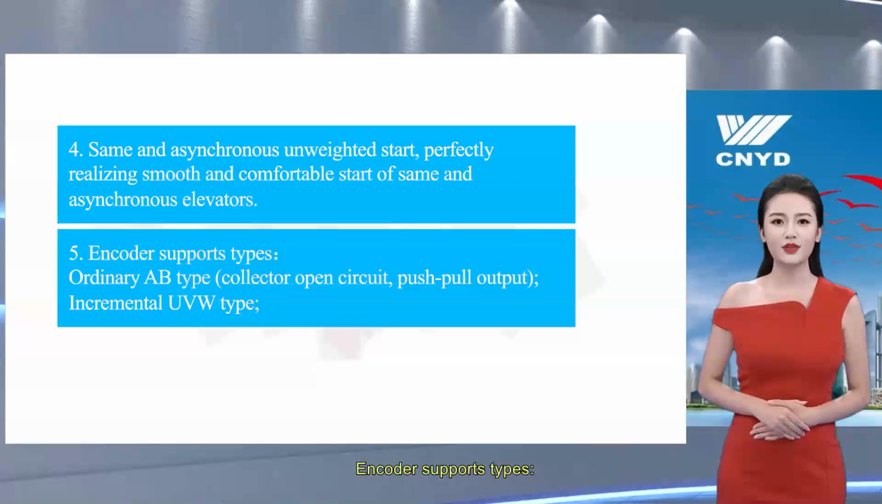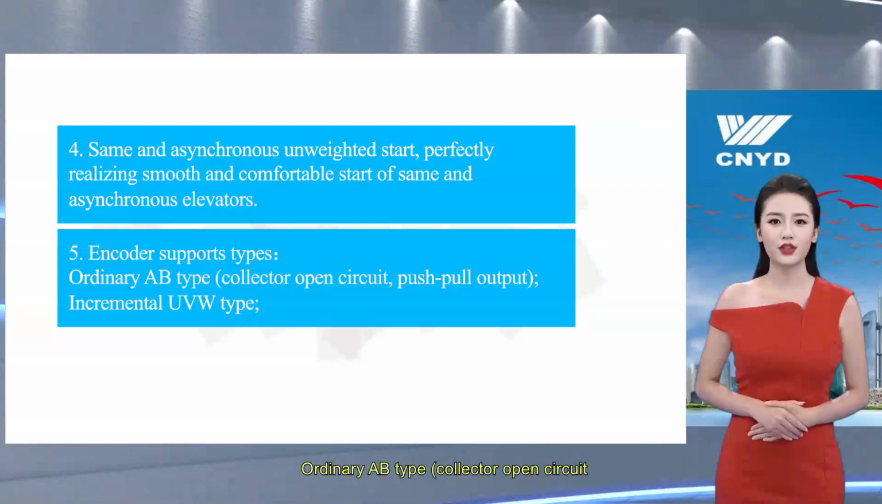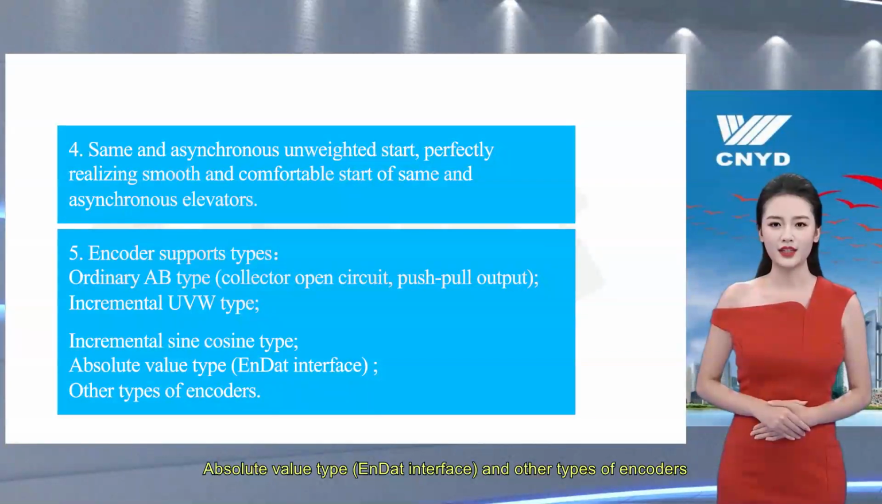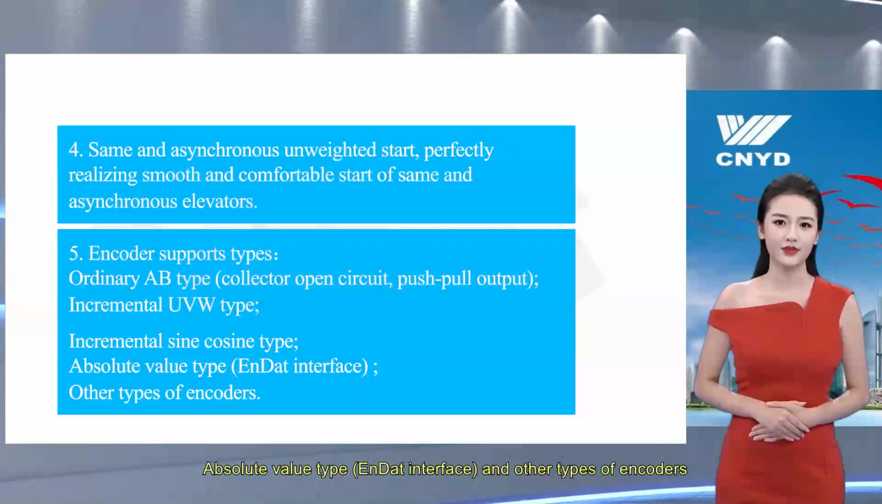5. Encoder supports types: ordinary AB type, collector open circuit, push-pull output encoder, incremental UVW type, incremental sine-cosine type, absolute value type, EnDat interface, and other types of encoders.